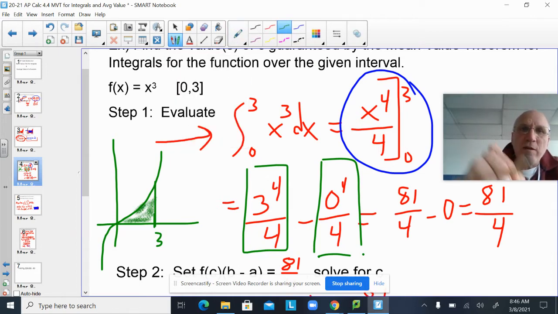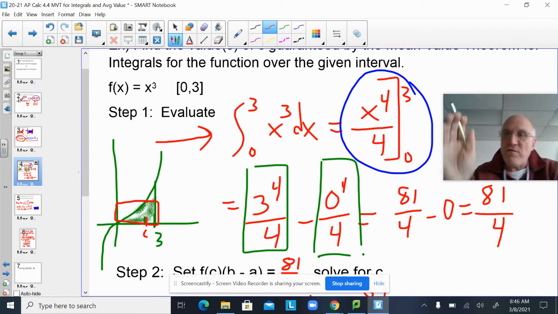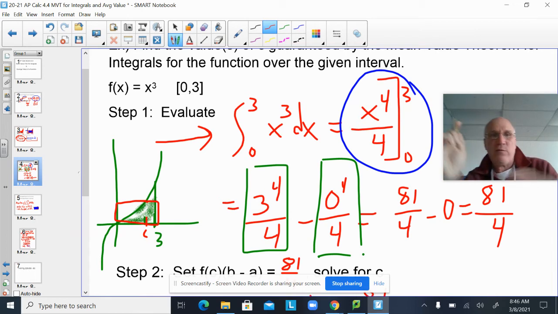Now, what the mean value theorem says is somewhere in here, I don't know where, somewhere about there, there's a value c. If I go up to the function here, this rectangle, forgive my drawing, would have the same area as the actual area, which is 81/4. So we found the actual integral from a to b was 81/4.